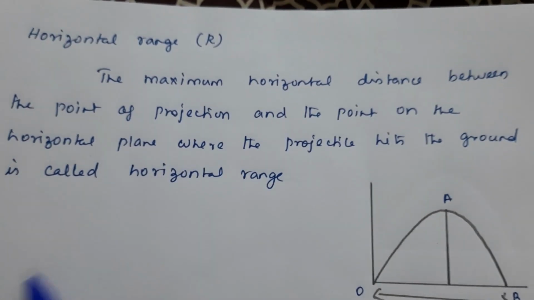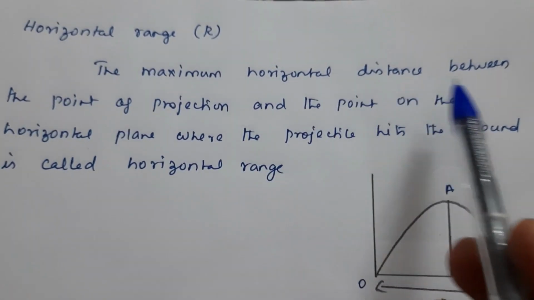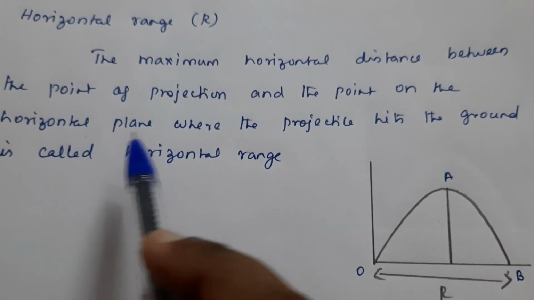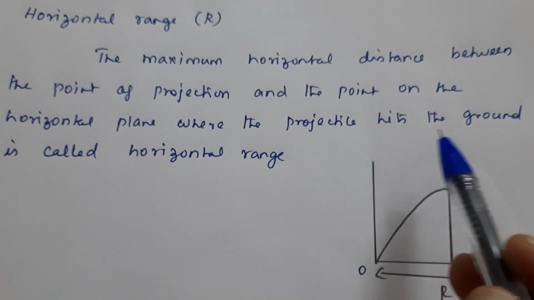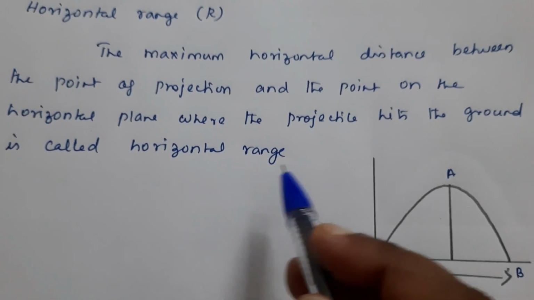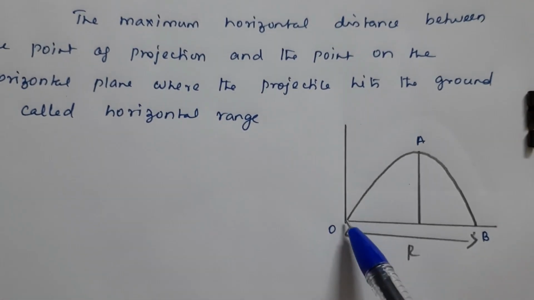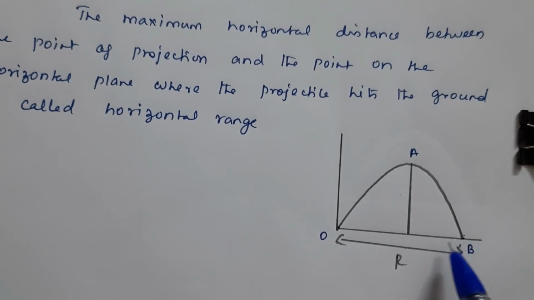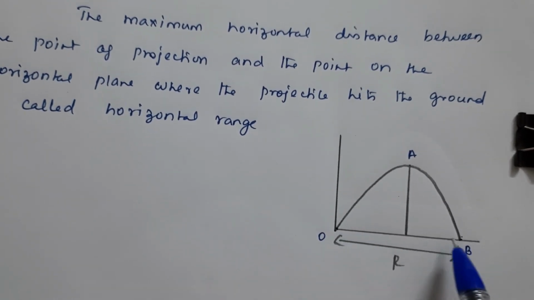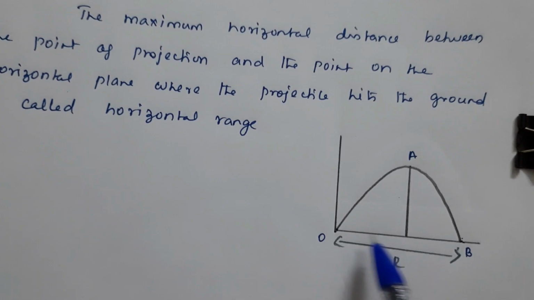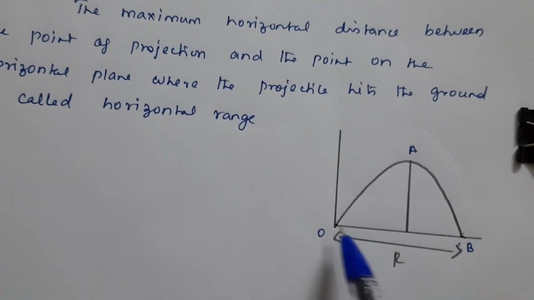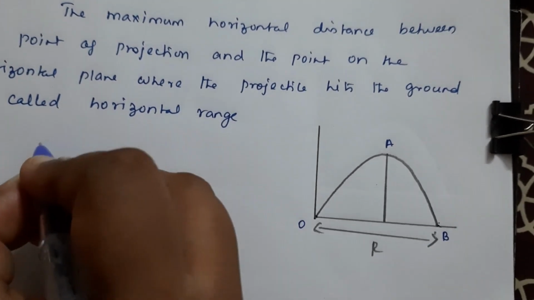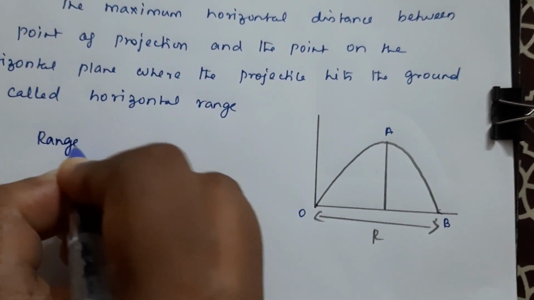Horizontal range. The maximum horizontal distance between the point of projection and the point on the horizontal plane where the projectile hits the ground is the horizontal range. This is the point of projection, and this is the point where it hits the ground. So the distance between point O and B, this horizontal distance, we call it the range.